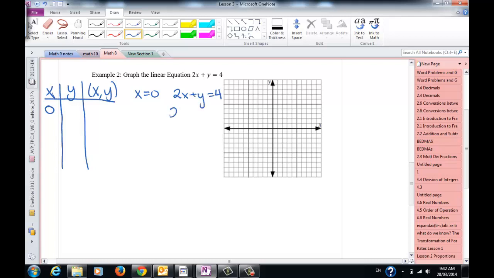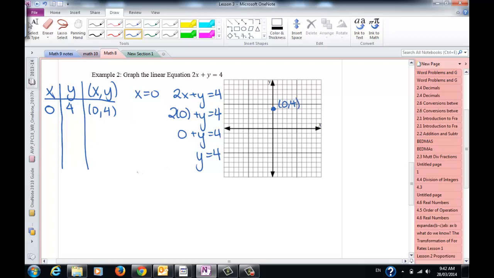Okay, so wherever I see an x, I'm substituting the 0. And 2 multiplied by 0 is 0. And I get y equals 4. So when x equals 0, y equals 4. And my ordered pair is 0, 4. And if I graph that, I go to my origin, I'm moving nothing, 0 horizontally, and then I'm moving up 4 vertically. And I'm going to label that.